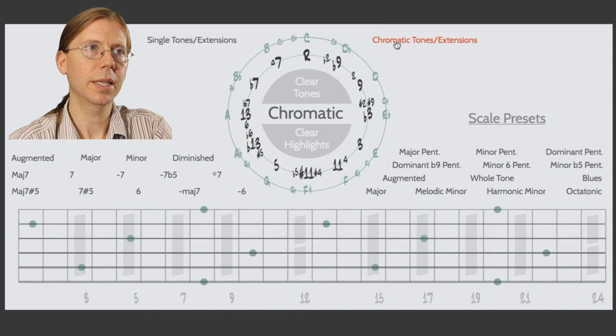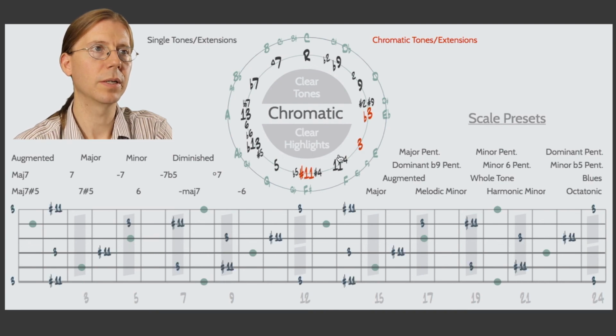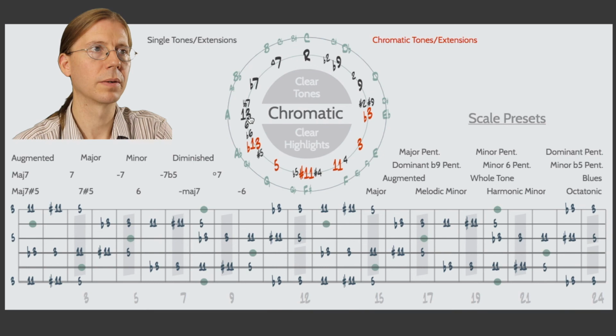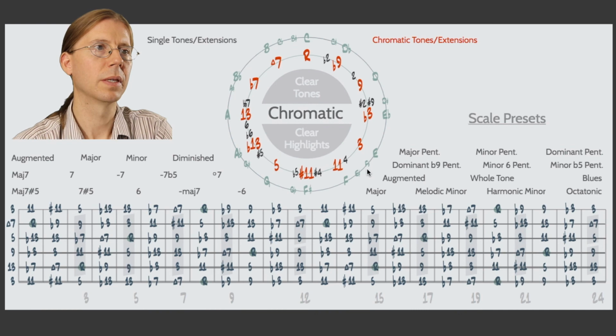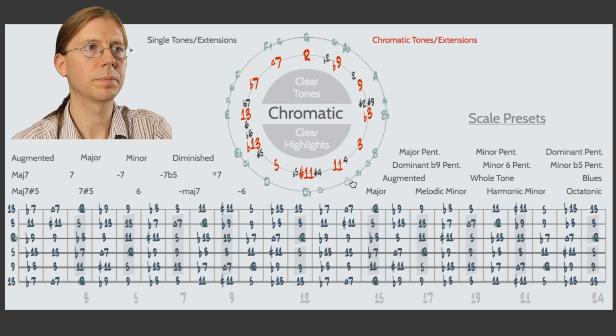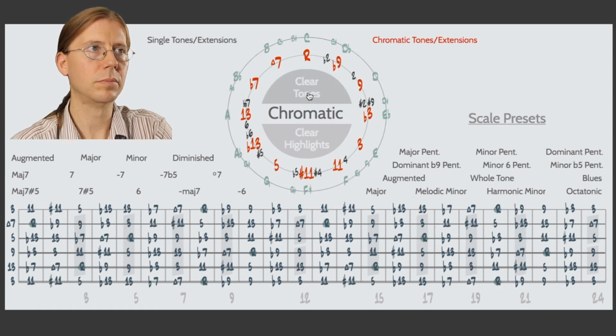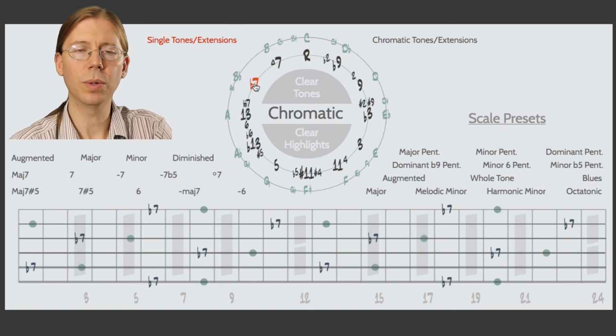So if you select the chromatic tones and extensions, then you're working with it, just going free with it. You can turn it on and off, whatever note. Select as many notes as you want. You can change the root note. Right, and then single tones and extensions, that'll be useful for setting individual ones and how they relate to the root note.